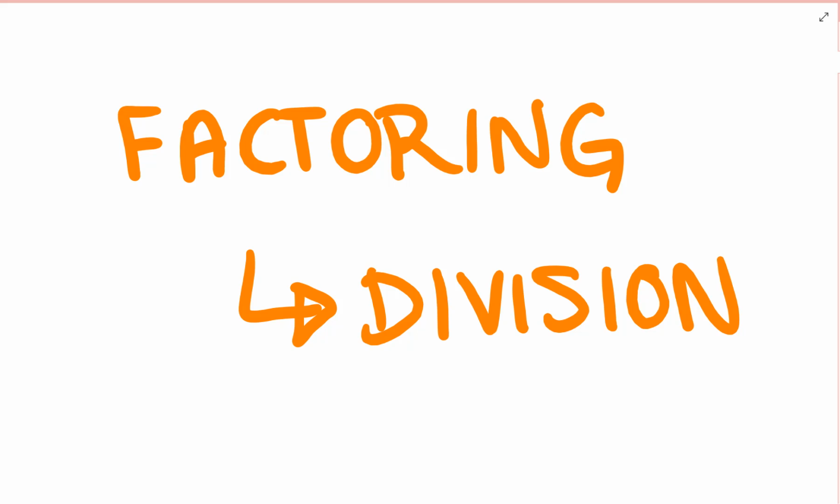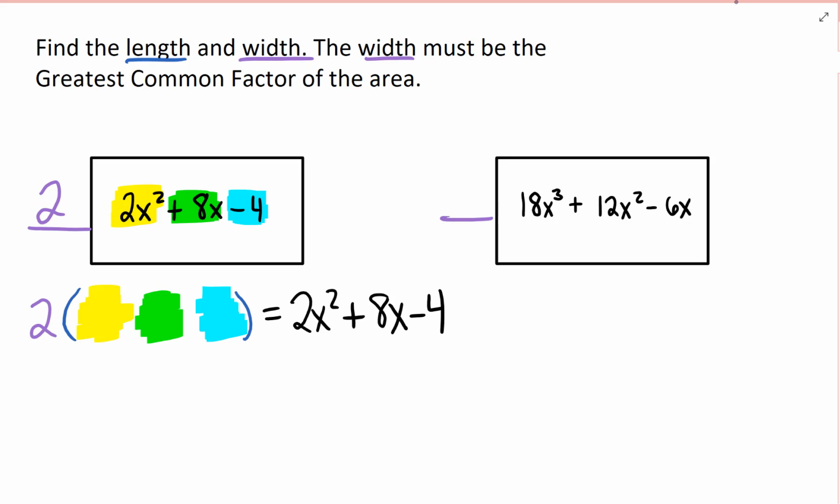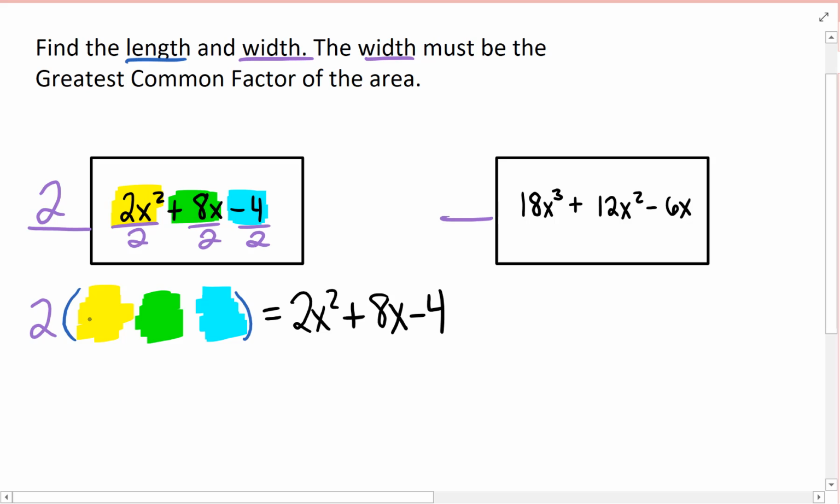Remember, when you're factoring, that means you're dividing. So let's divide each term in the area by our width to find our length. 2x squared divided by 2 is x squared. Positive 8x divided by 2 is positive 4x. Negative 4 divided by 2 is negative 2. What are we going to do? We're going to check it, which you must do in all your homeworks, in all your checkpoints. You are required to check.